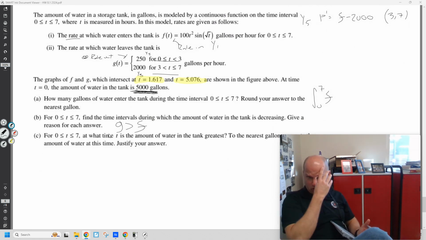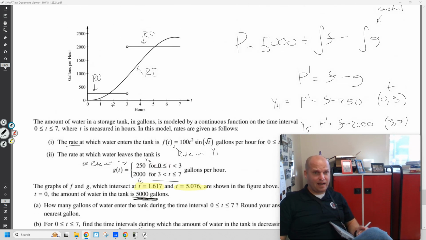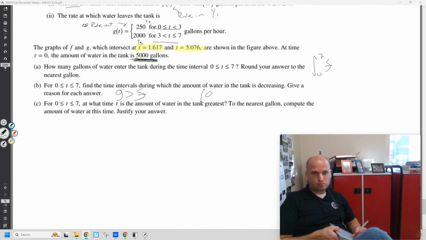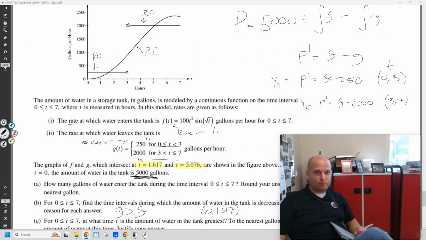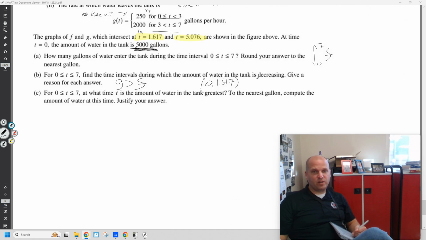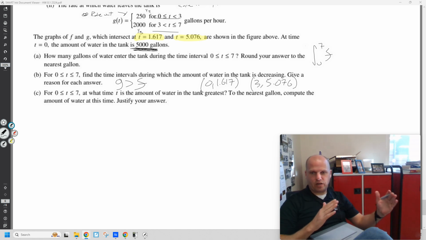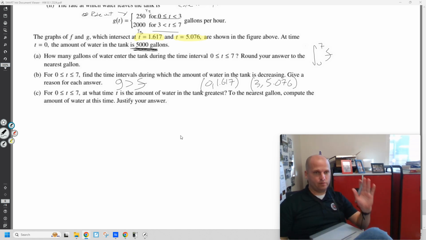This is something that should just make sense. We can actually answer this question right now from 0 to 1.617. I'll go back and show you the other way to find it. And then from 3 to 5.076. Again, I'll go back and we'll graph our derivative, rate in minus rate out, over my interval to find those same values.